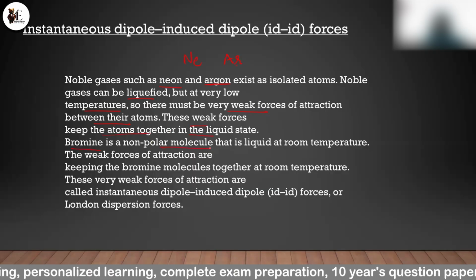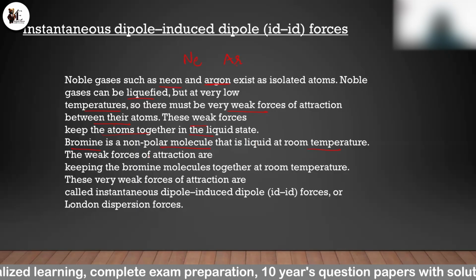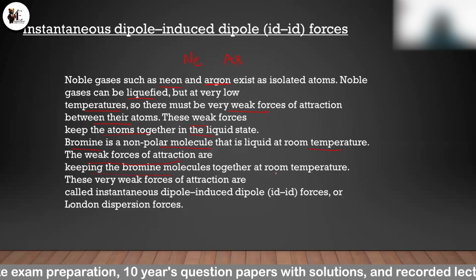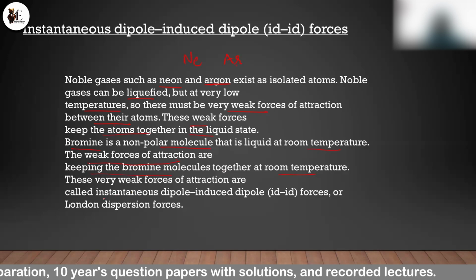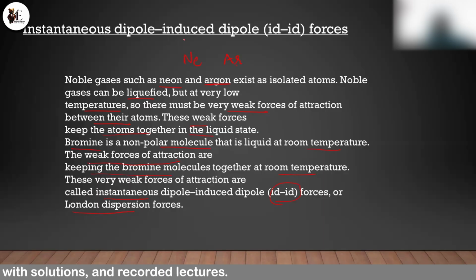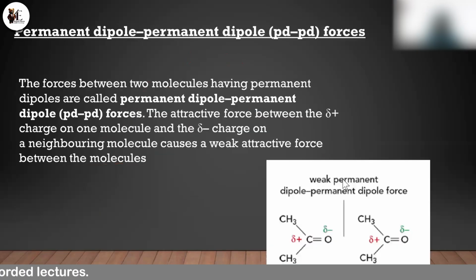Bromine is a non-polar molecule which is liquid at room temperature. Weak forces of attraction, that is ID forces, keep the bromine molecules together at room temperature. So these are some examples of ID forces, which are also known as London dispersion forces. So write down the examples. Take a screenshot of this slide.